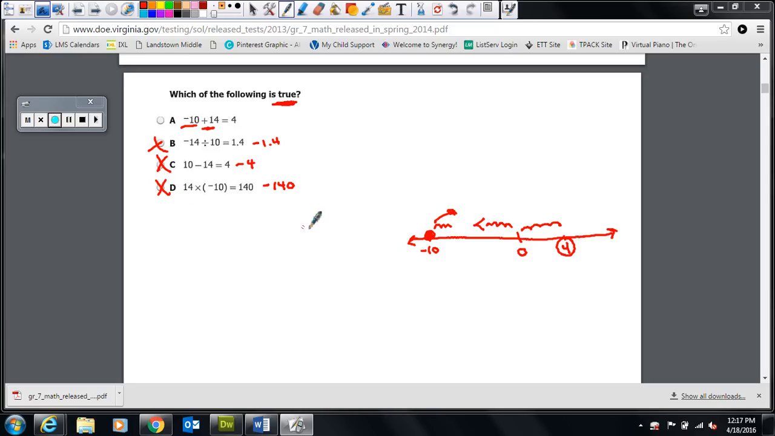All right, so the key to this kind of question is, first of all, making sure we're reading the question correctly, and second of all, we're being careful as to the rules of adding, subtracting, multiplying, and dividing integers.